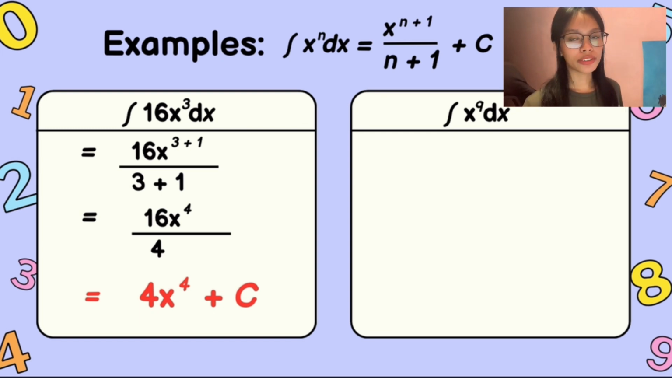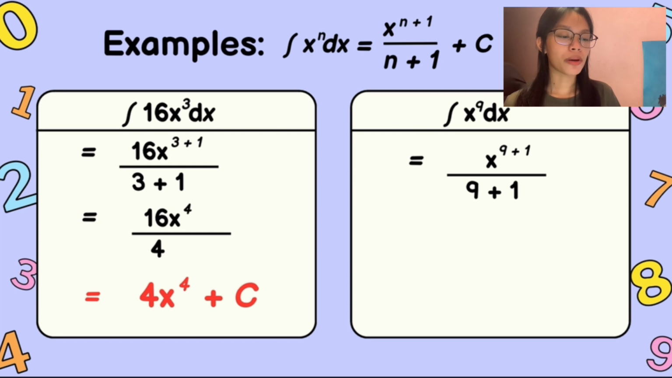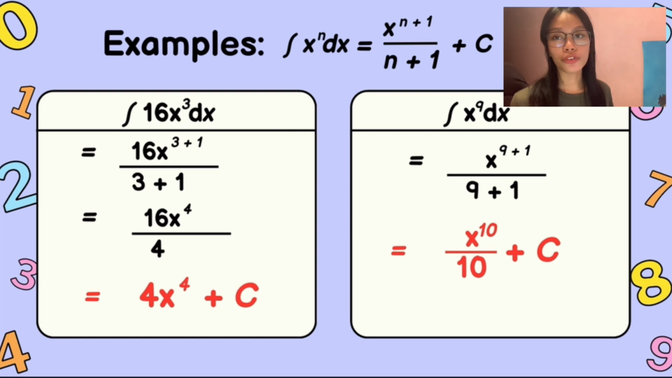Another example to understand this rule better is this one. The integral of x raised to the power of 9 dx is equal to x raised to the power of 9 plus 1 over 9 plus 1. Simplify it and you will now have our answer. The integral of x raised to the power of 9 dx is equal to x raised to the power of 10 over 10 plus c.